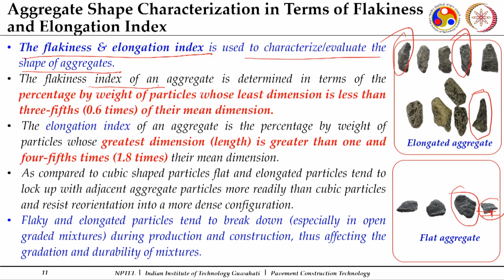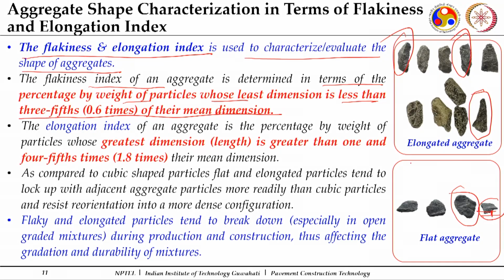So, here it says the flakiness index, that is the thinness of the aggregate, is determined in terms of the percentage by weight of particles whose least dimension is less than 0.6 times of their mean dimension. The mean dimension is normally worked out by sieving through two consecutive sieves. So, if I have an aggregate which is passing through 50 mm sieve and retained on 40 mm sieve, I will say that this aggregate has a mean dimension of 45 mm.